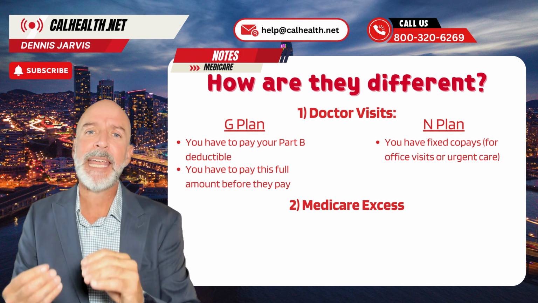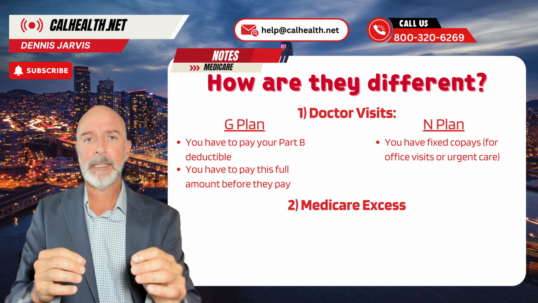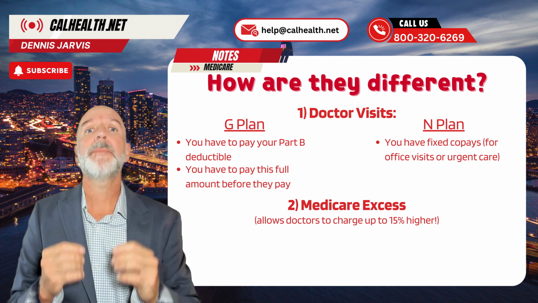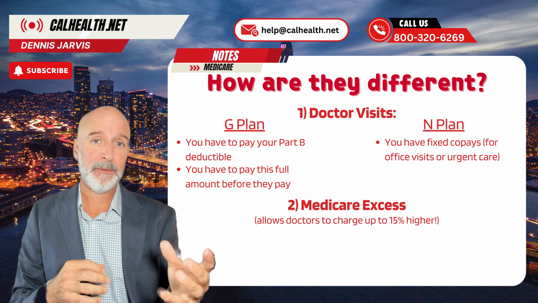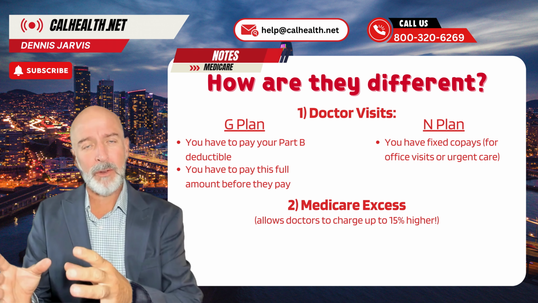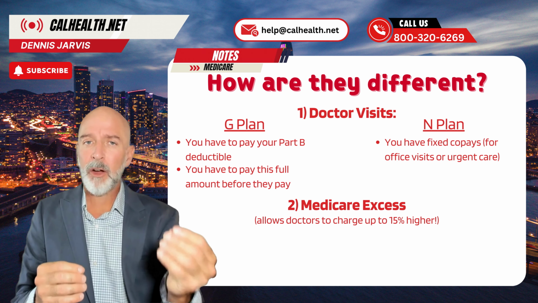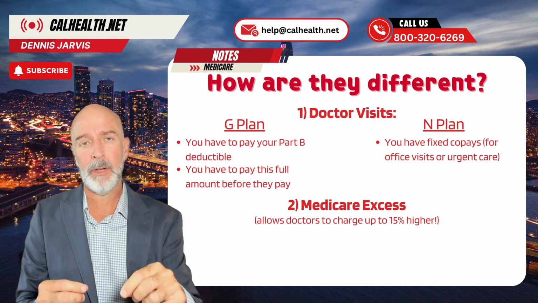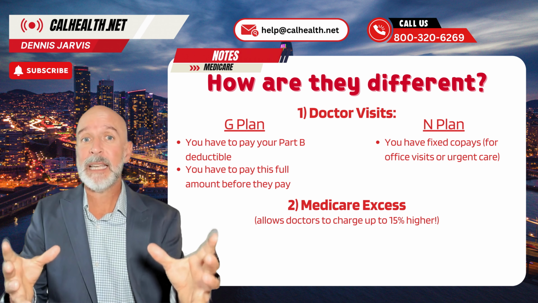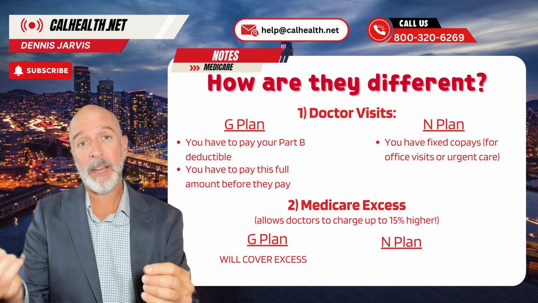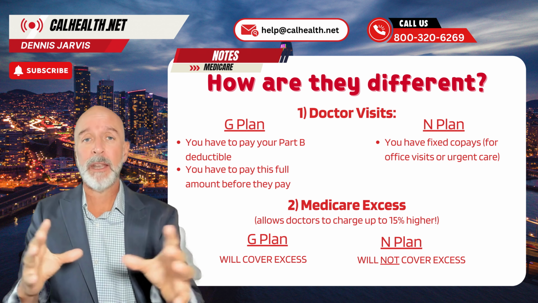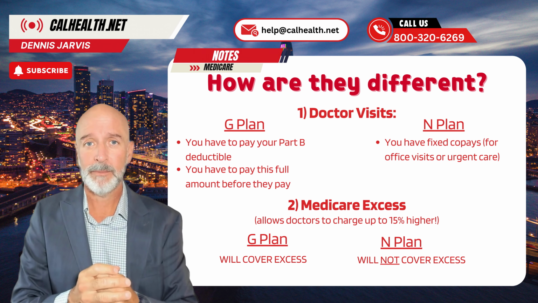The other is Medicare Excess. Excess allows doctors to charge up to 15% higher than what Medicare allows. There's no cap to this 15%. Now, very few doctors actually do this, and it's hard to get stats, especially in California, for what kind of risk this is. But the G plan will cover excess charges, the N plan will not. So that is also another difference between the two plans.